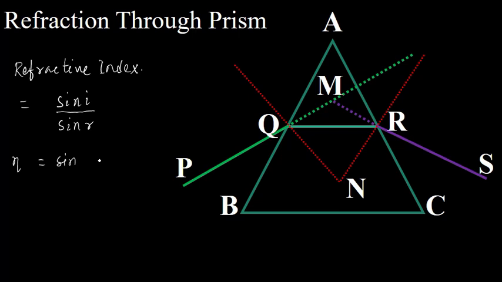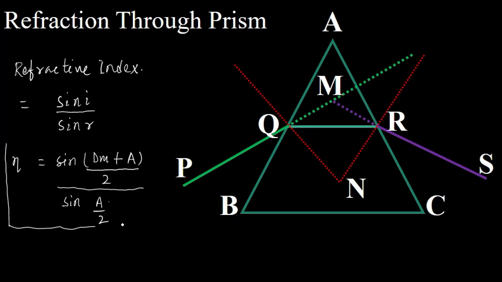and the value of I is (dm plus A) by 2, by sin r. The value of r is A by 2. So this is the exact expression of the refractive index of the triangular prism.